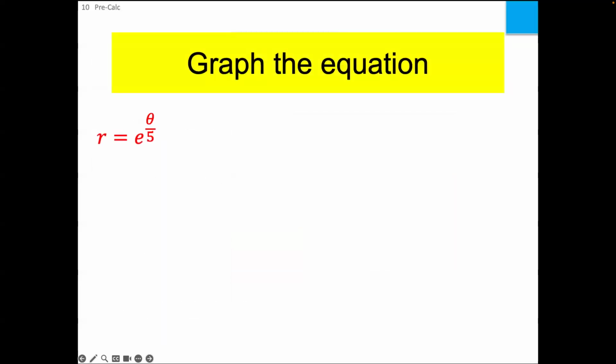All right, last one. All right, hey, what do you notice immediately? Doesn't have any trig here at all. This is an exponential. So this is Euler's number, the special number e, 2 and some change, to the theta. The theta is going to be an angle over 5, right? Go ahead, graph.